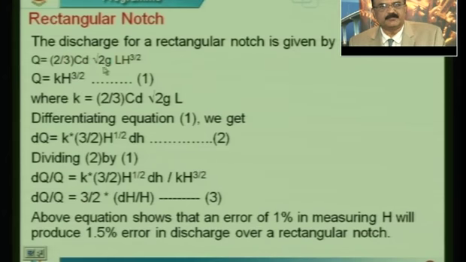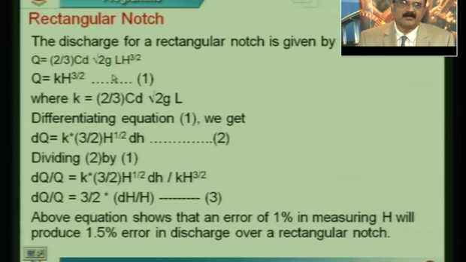Again, remember, once you fabricate a rectangular notch, for that rectangular notch, CD is equal to constant. CD may be 0.6 or 0.65 or 0.62. So, 2/3 is constant, CD is constant, root 2G is constant. Once you fabricate, your L is constant. These are all constants. I am going to replace this entire term up to this point by this constant K. Therefore, this equation reduces to Q is equal to K into H raised to 3/2.